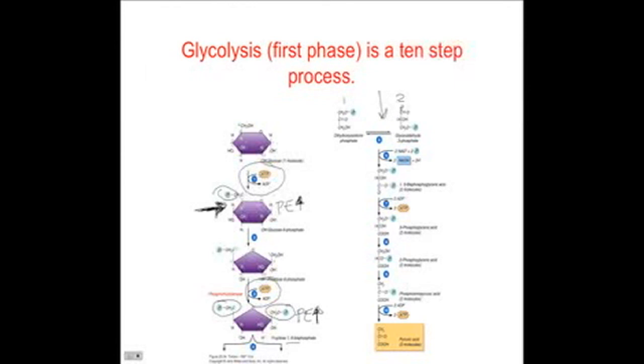3 carbon molecules. Count them. 1, 2, 3. 1, 2, 3. And these arrows are noting that it goes back and forth between glyceraldehyde 3-phosphate and dihydroxyacetone phosphate. They're just interchangeable, sort of. Okay, so we have this. We finally got to our 2 3-carbon molecules.